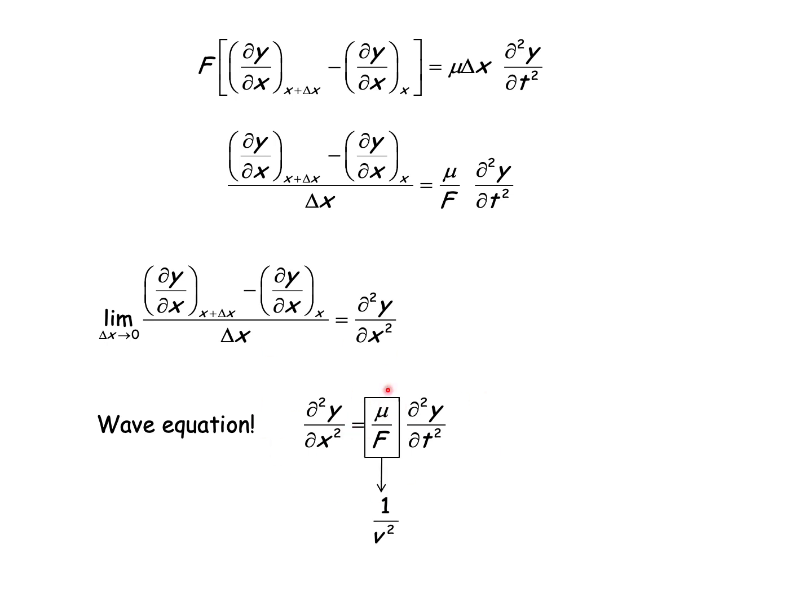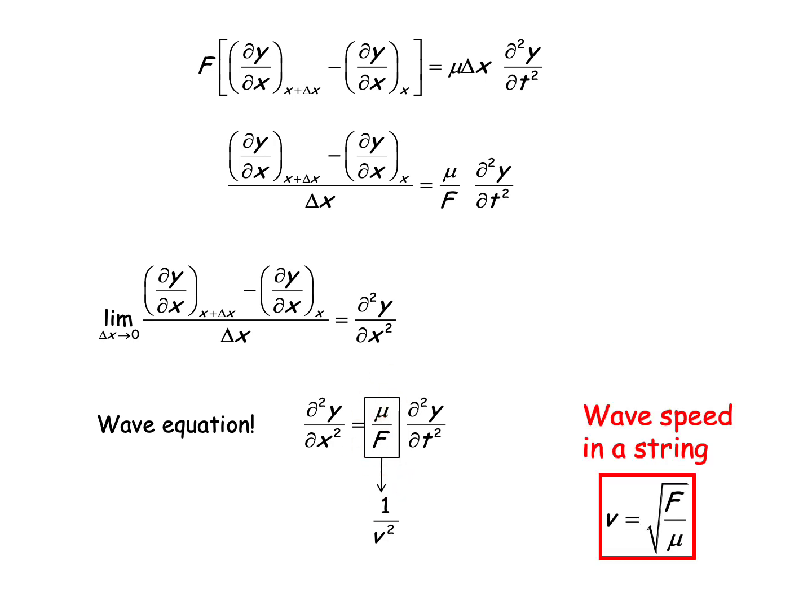And in that consistency, the term mu over F corresponds to the 1 over v squared term, which means that v in the case of a string vibrating is equal to the square root of the tension of the string divided by the mass density of the string. And there we have it.